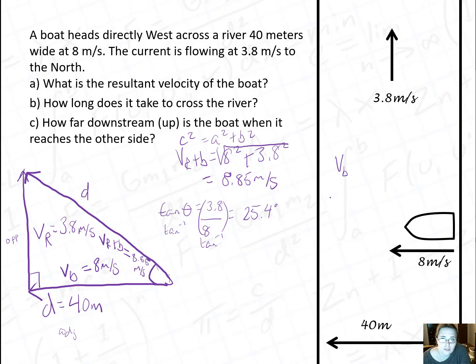So our resultant velocity, which is the velocity of the river plus the velocity of the boat, is equal to 8.85 meters per second at 25.4 degrees north of west. So that is this one here.